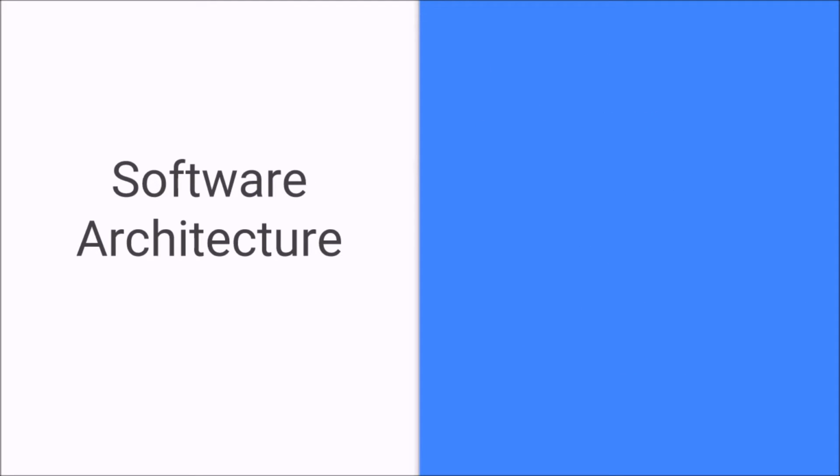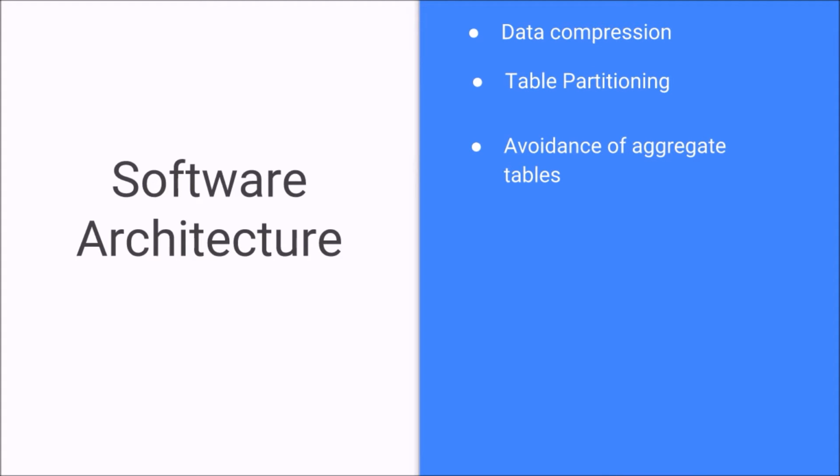SAP HANA also presents improvements in the software architecture. Some of the major improvements are data compression, table partitioning, avoidance of aggregate tables, insert only on delta, and row and column storage in database tables.